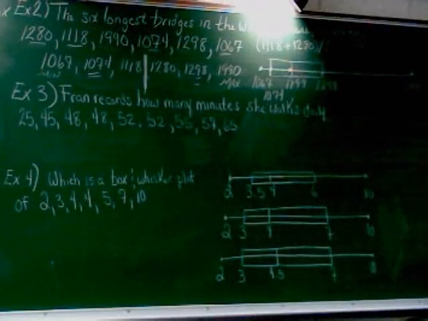Okay, let's go to the next one. Fran records how many minutes she walks daily: 25, 45, 48, 48, 52, 52, 55, 57, 65. And again, we're making a box plot.